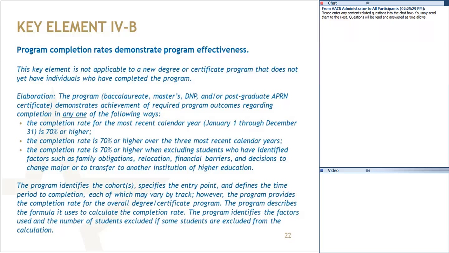Okay, all right. So this key element addresses completion rates. And remember, we've already said this several times, but if you don't have anyone who has completed your program, then this key element is not applicable to you. But for those programs that do have at least one person who has completed their program, then it is applicable.